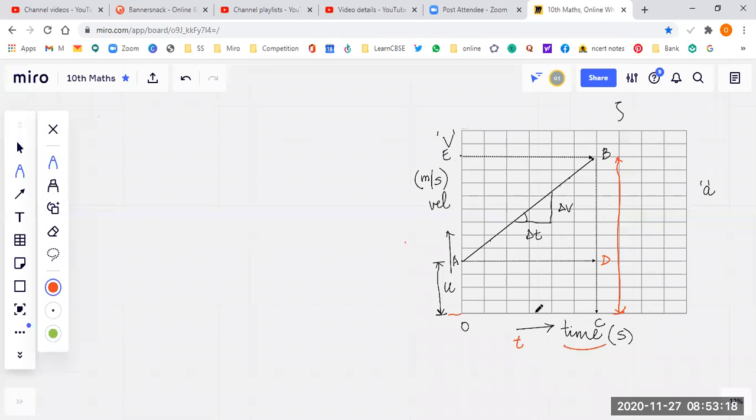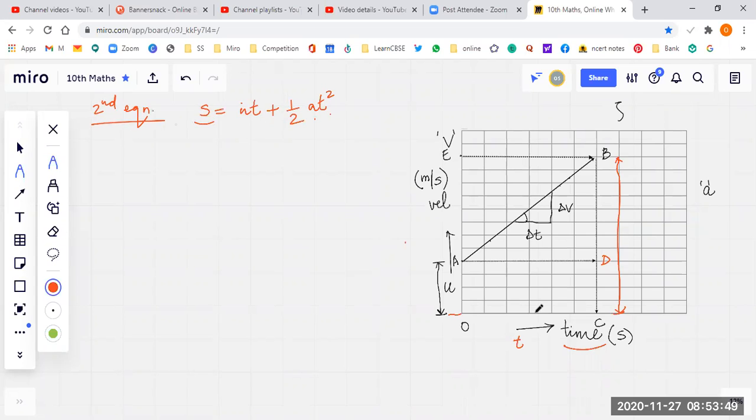Yes, students. Now I want to derive the second equation of motion. What is the second equation of motion? That is displacement S is equal to ut plus half at square. If I know the initial velocity, the time and the acceleration, I can find out the displacement. So how will I find it?